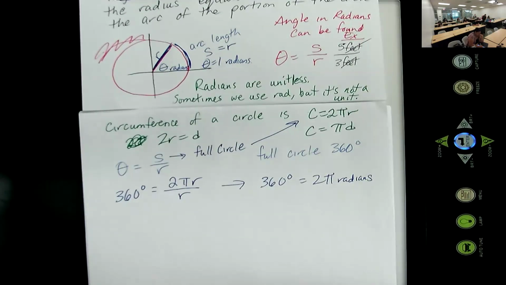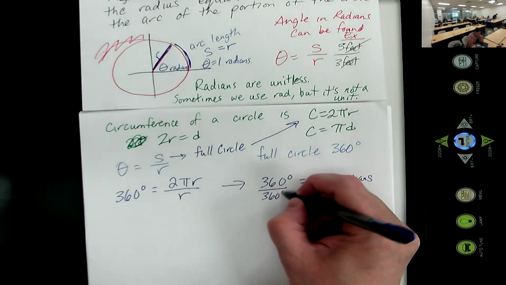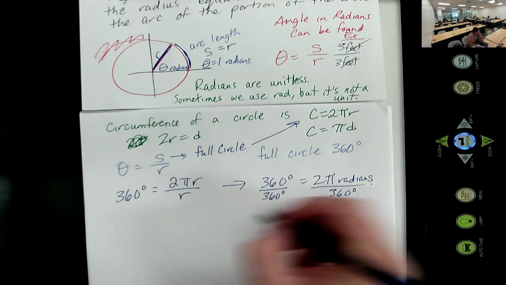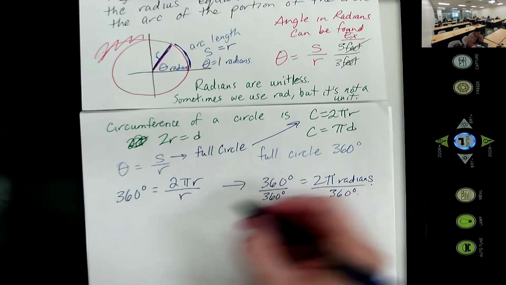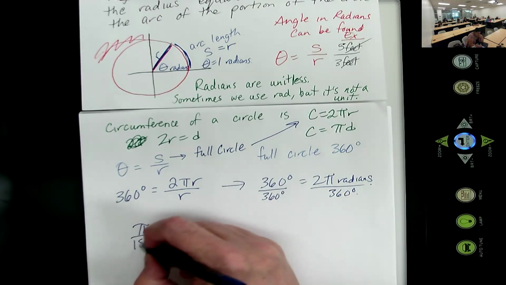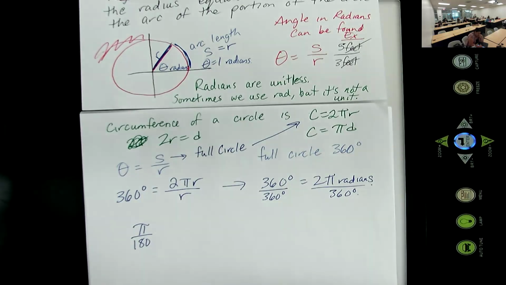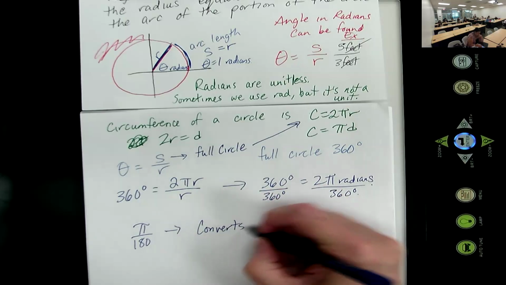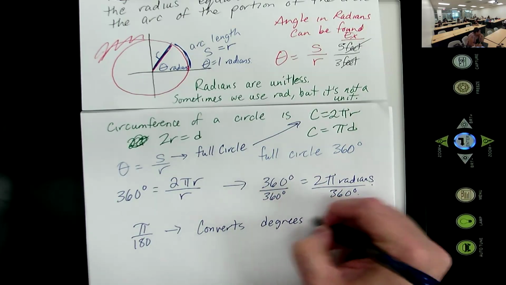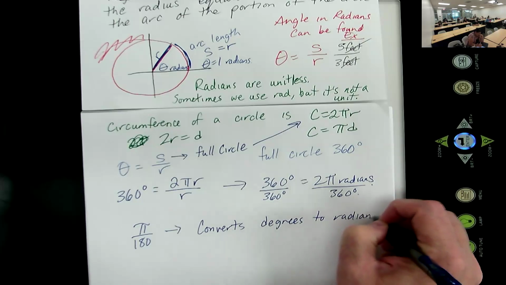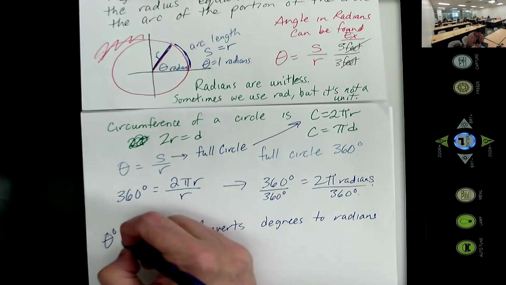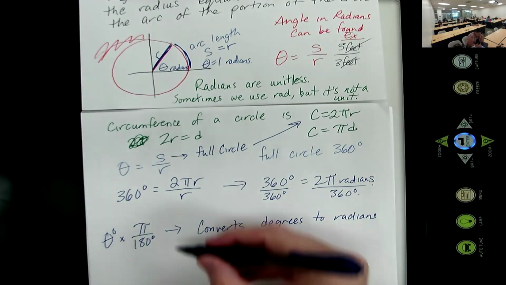Which is where that pi over 180 comes from. If I divide both sides by 360, I can see that 2 and 360 reduce. Pi over 180 is a way to convert degrees to radians if we multiply by it. So if we have theta degrees and we multiply by it, we end up with theta in radians.